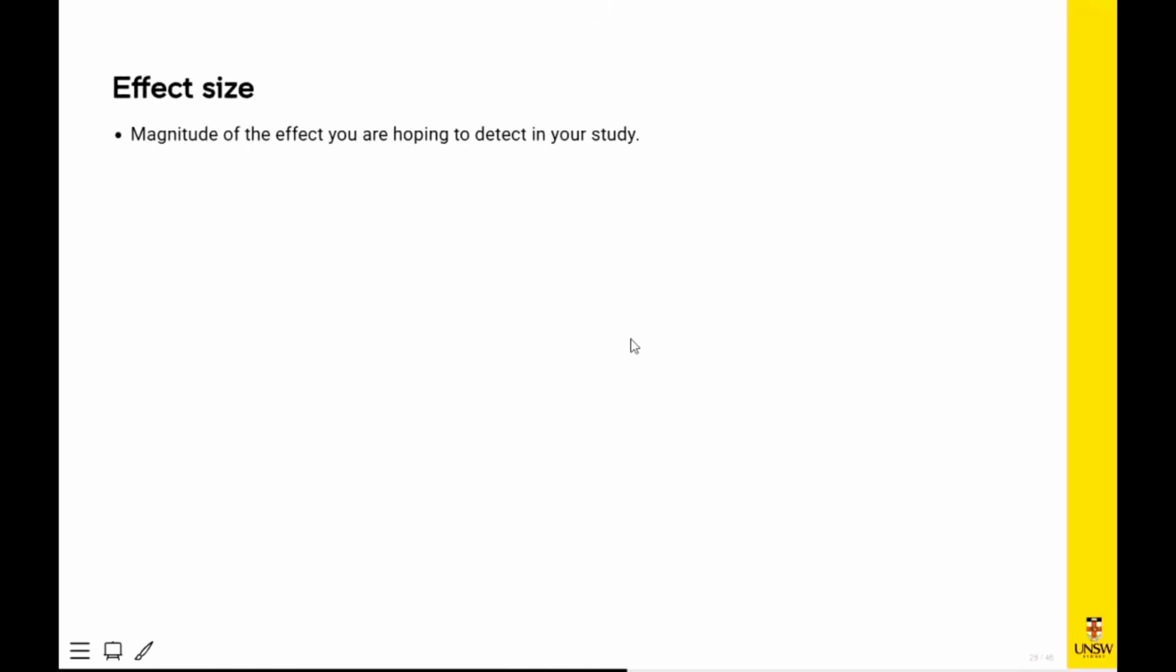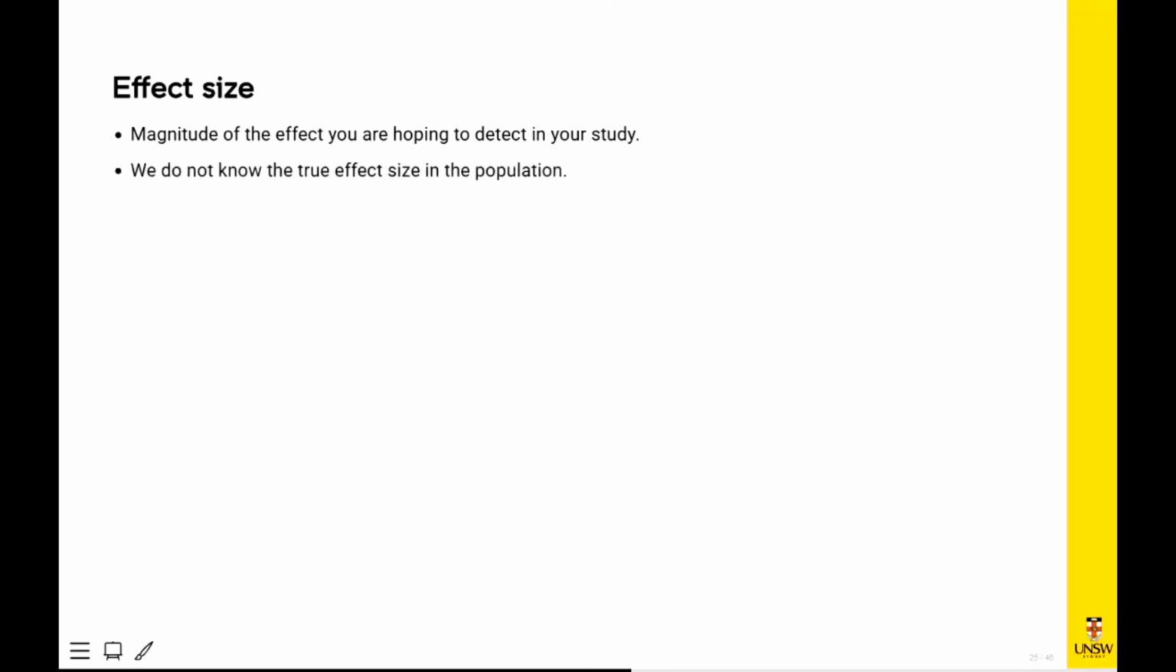So, effect size. Okay, what is effect size? Often when we're planning our study, we're interested in how many mice do I need? How many schools do I need to go into? How many participants do I need? And so we're planning on sample size, but we can't do that until we know what our effect size is. And our effect size is the magnitude of the effect that we're hoping to detect in our study.